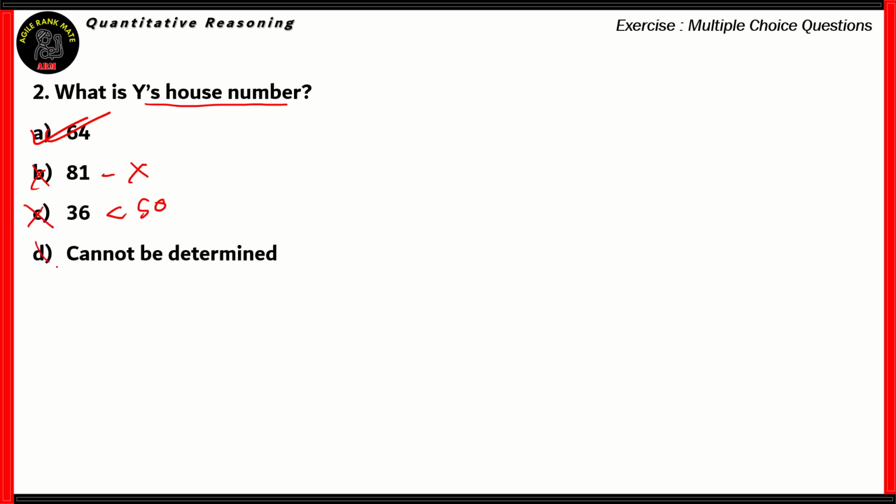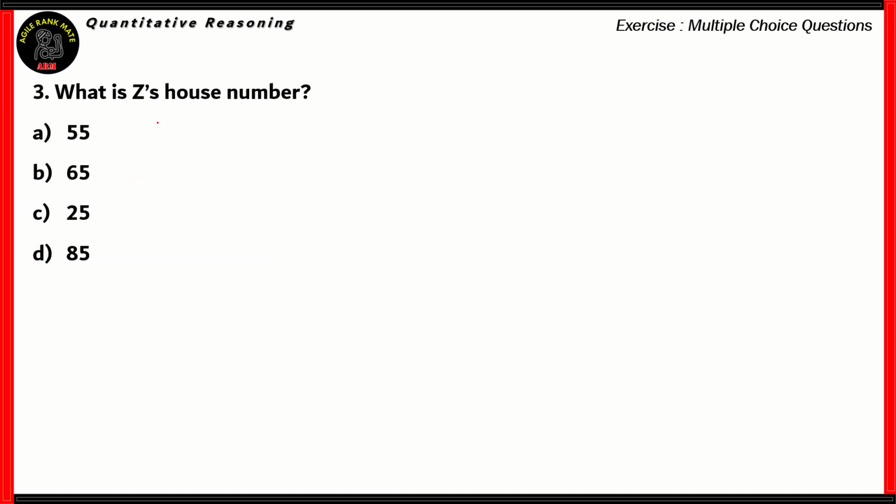So option D is also incorrect because we did determine that y's house number is 64. So the right option is option A. Y's house number is 64. Now let's look at the third question. What is z's house number? We haven't found that out yet, but we do have a clue.